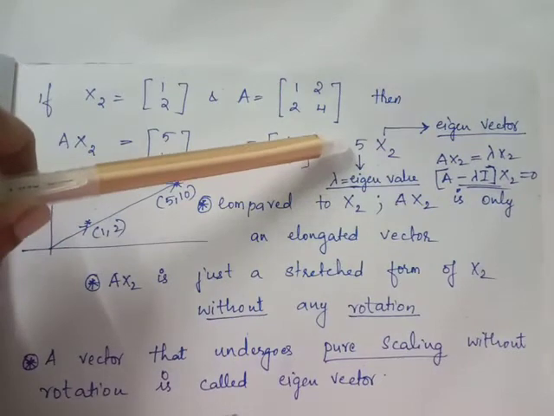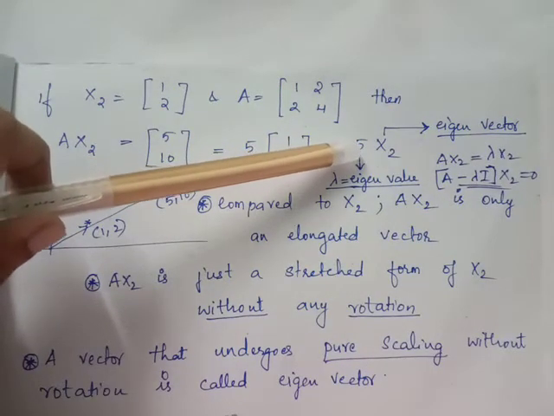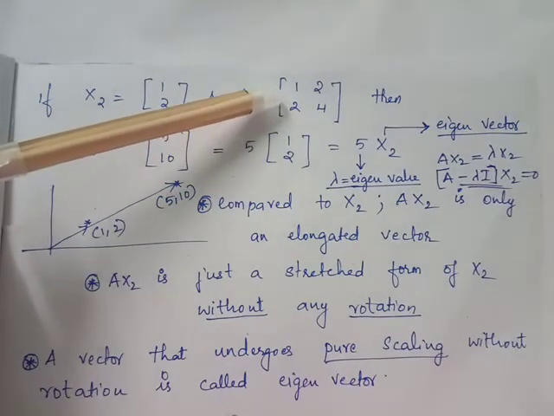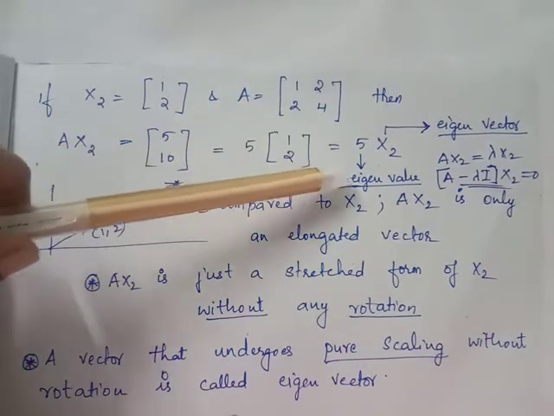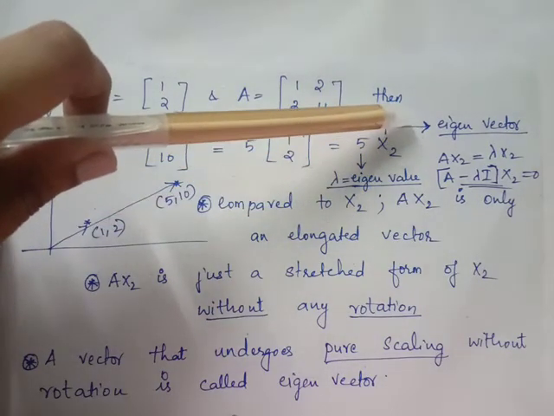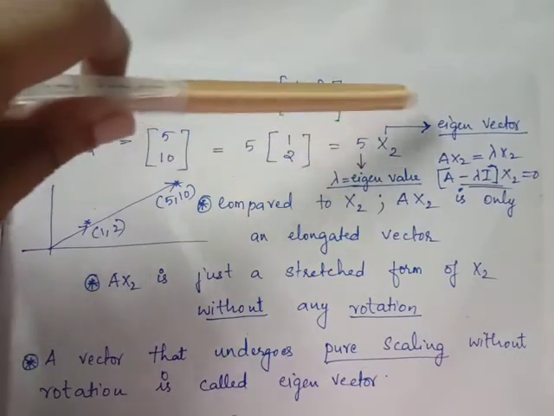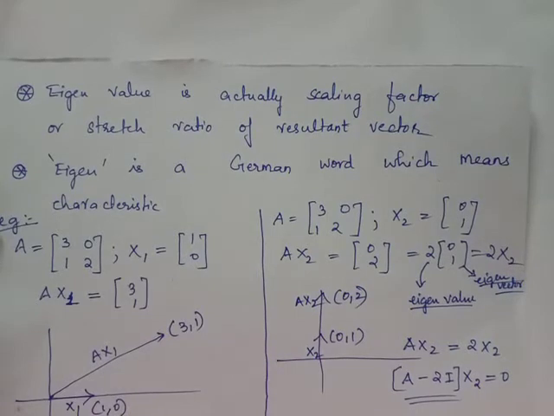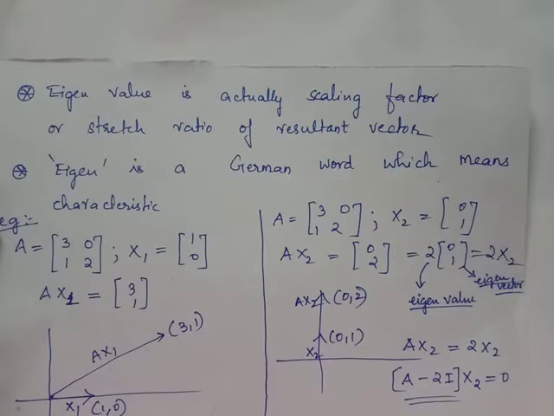How far it got stretched or how much elongated it became after the multiplication with the square matrix, that is the idea given by the eigenvalue. And the vector that got scaled, the original vector, will be given the name eigenvector. The word meaning of eigen is characteristic and it has been taken from the German language. Eigenvalue is actually giving us the characteristic of how far the original eigenvector got scaled.